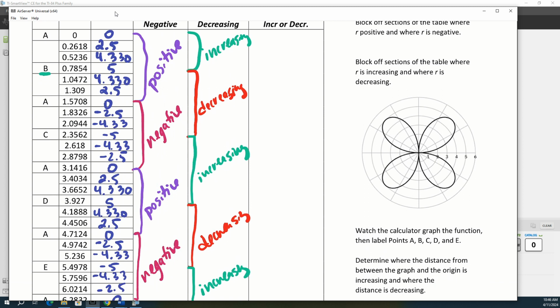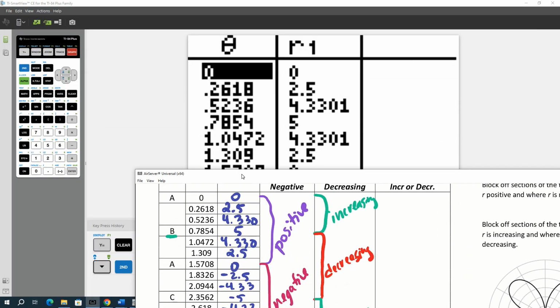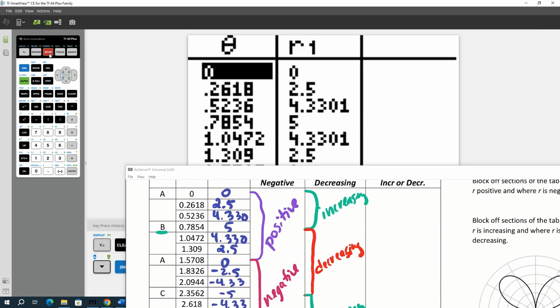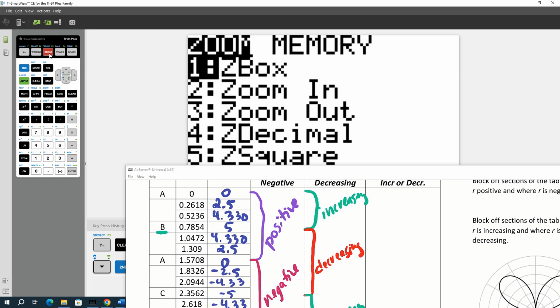All right, and finally, we are going to watch the graph get graphed. So I've been talking a lot about the order that things happen, so I want you to watch it. What I'm going to have you do is hit zoom and then zoom square. It gives you a square window where it looks more proportional to the way it's supposed to look. So hit zoom and then 5.